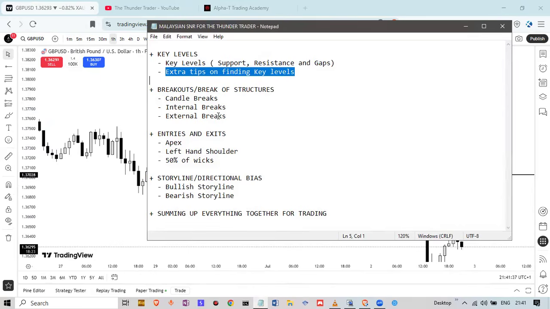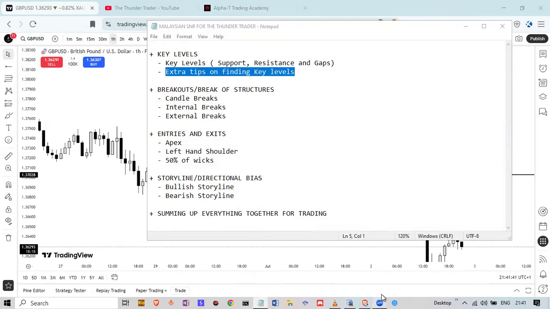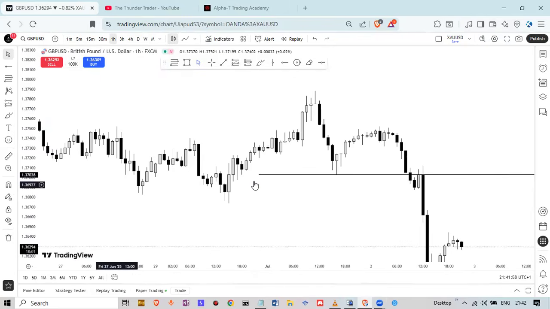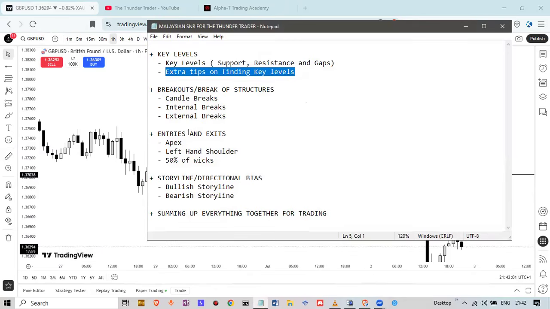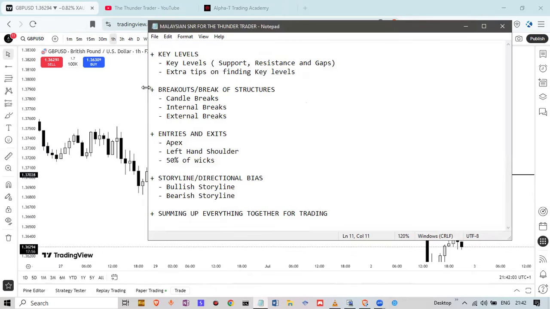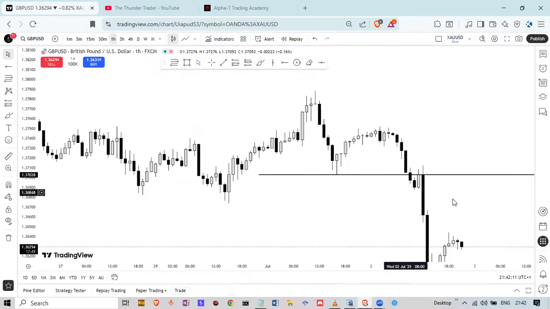All right. Then going to the next thing in our list here, what next do we have? We have breakouts and breakout structures. The first thing we have here is a candle break. What does a candle break look like?